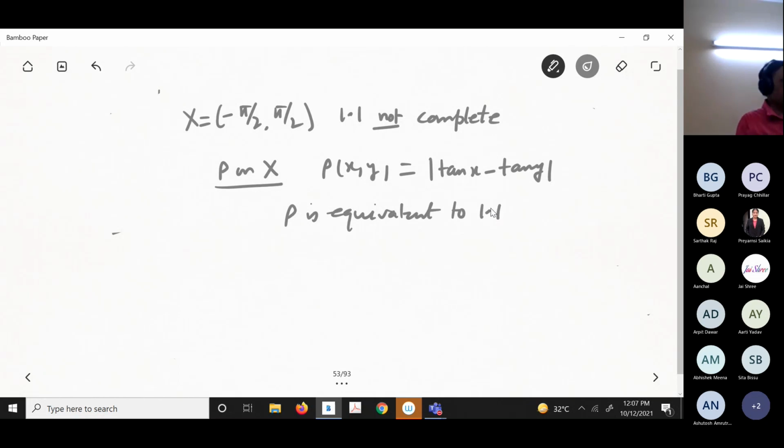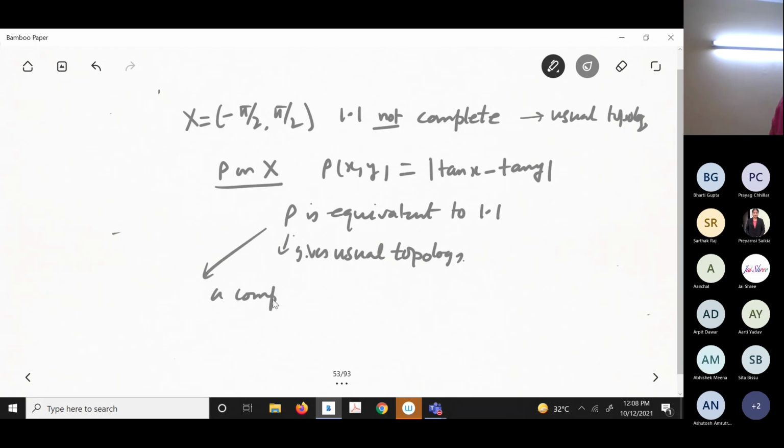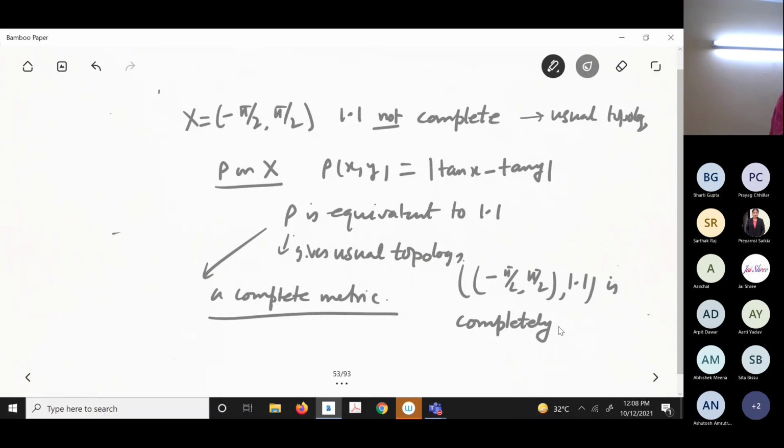Remember that two metrics are equivalent if they generate the same topology. That means rho generates the same topology, the usual topology. So rho also gives the usual topology. But rho is complete. It is a complete metric. That means this space, minus pi by 2 to pi by 2, is completely metrizable. Be careful about the term.